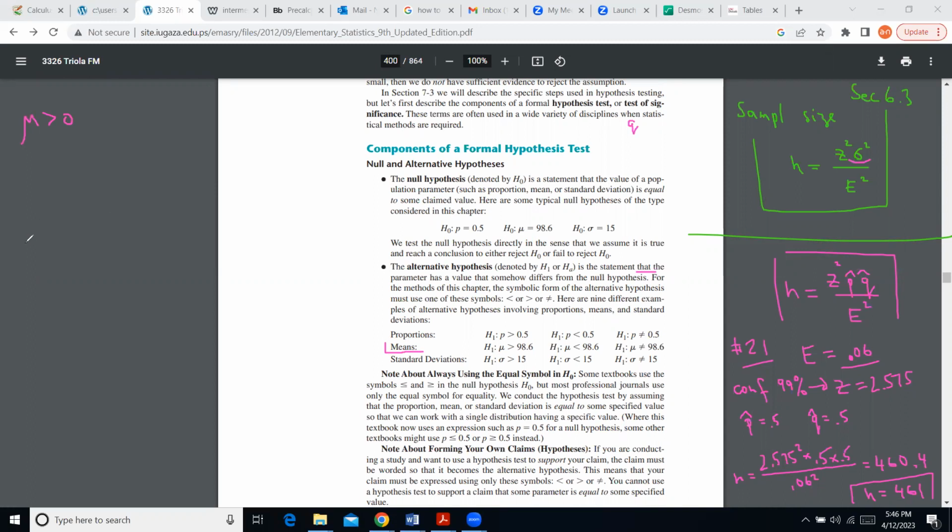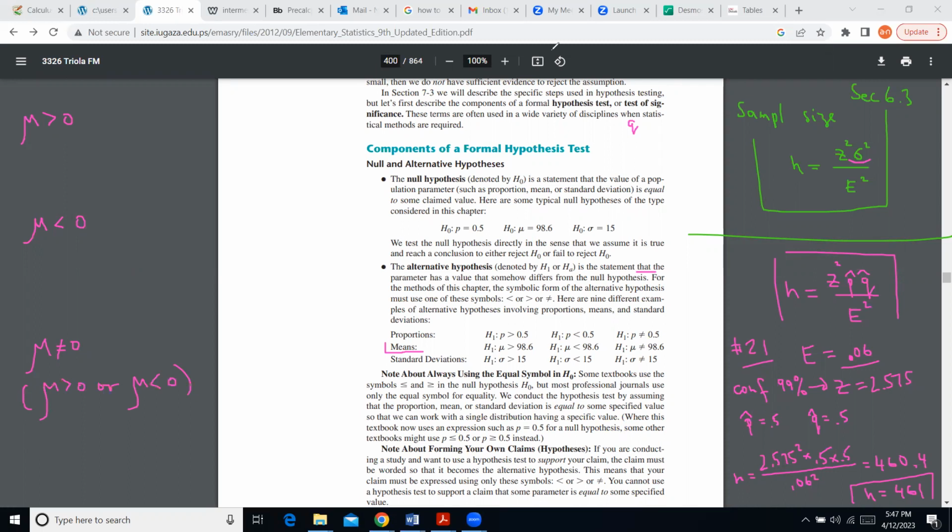Or I can say that mean could be less than zero. Or I could say that mean could be not equal to zero. So those are three possibilities. One is greater, the other is smaller, and the third is either greater or smaller, so it contains both of those.